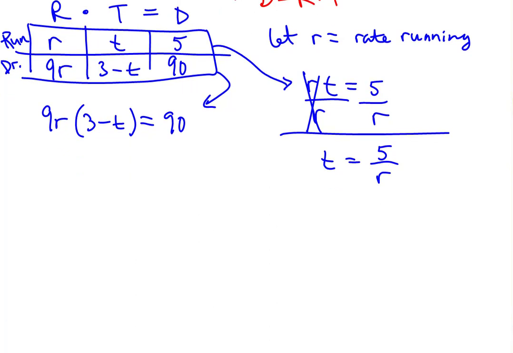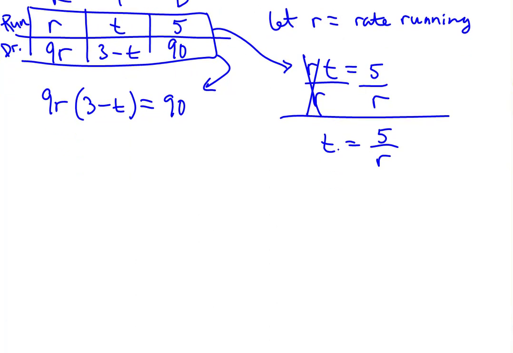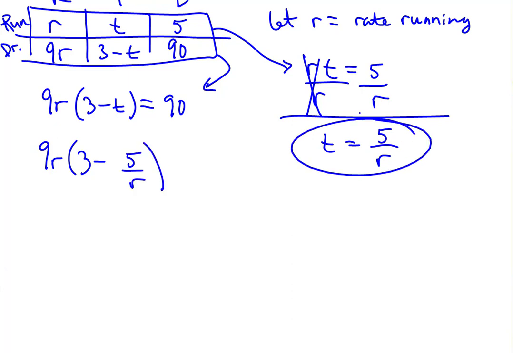Now, with that being a way that we've solved for t, I need to go plug that expression for t into the other equation we have. So I could rewrite that as 9r, and then open parenthesis, 3 minus, instead of t, I'm going to put the 5 over r that we just solved for t in its place, and then that's all equal to 90.